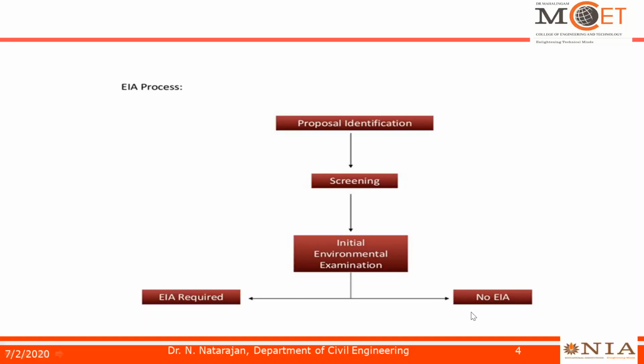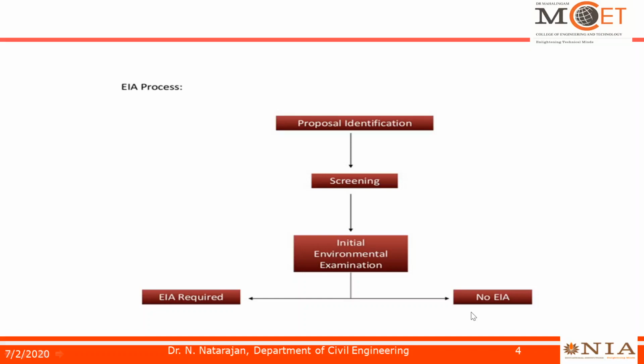So in this session, we'll be seeing the EIA process again. Here we are going to see the EIA process in terms of a flow chart. In the last session, I gave a brief description of each of the phases of the EIA process. So the first phase is the proposal identification. In this stage, the project is being proposed.